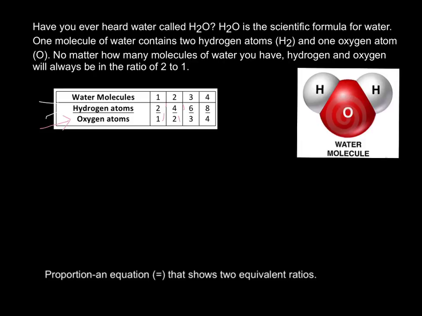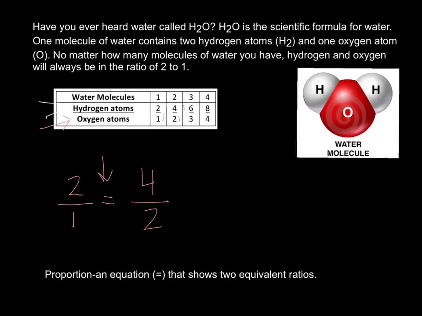So a proportion is an equation, that means it has an equal sign, that shows two equivalent ratios. If I were to write a proportion using the table above, one of my proportions would be 2 hydrogen to 1 oxygen equals 4 hydrogen to 2 oxygen, right? If I reduced 4 over 2, I'd get 2 over 1. So that is what our proportion would be. Again, it has to have an equal sign, and all sentences that have an equal sign are called an equation.